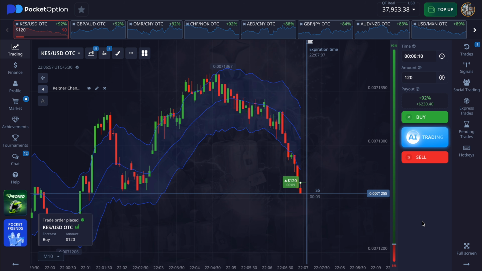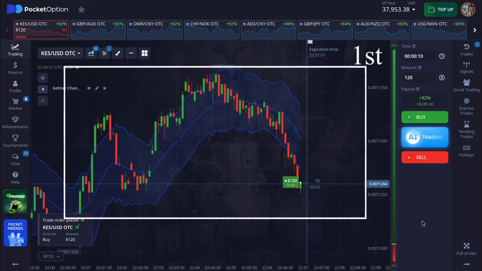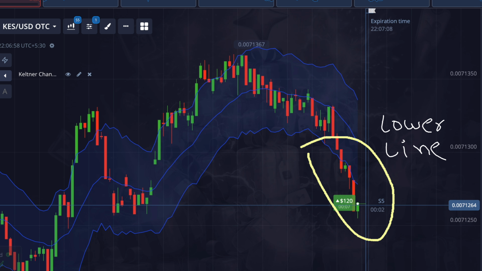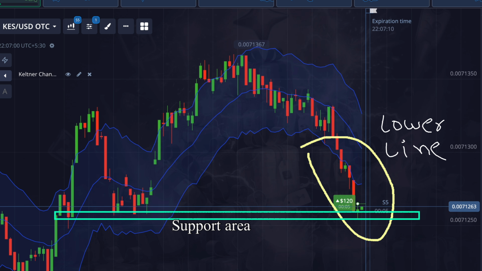As I mentioned at the beginning of the video, I will discuss two chart patterns. This is the first chart pattern, so let's understand it in a simple way. First, I check whether the market is near the lower line of the Keltner channel or not. If the price is near the lower line, then for the second confirmation, I look for a support area behind it. If support is also present, then half of the setup is already clear.